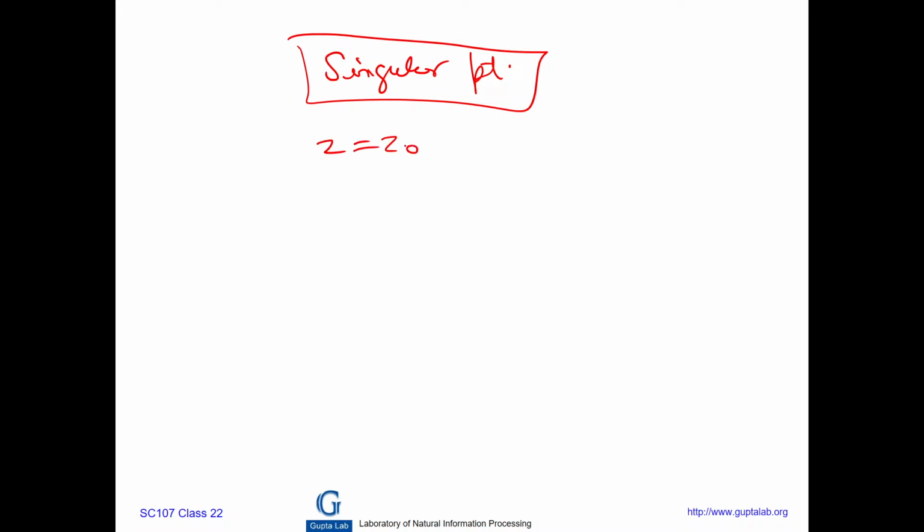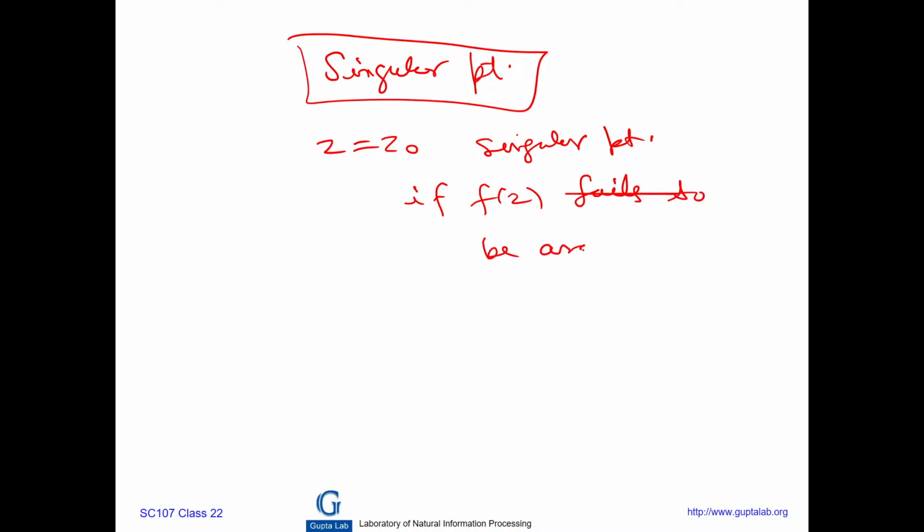Singular point. What is a singular point? A point z is equal to z naught is known as a singular point if f of z fails to be analytic at z is equal to z naught. So it's a point where the function is not analytic, right? That point is known as singular point. By the way, there is a university also, Singularity University. देखा है तुमने? नहीं. इसी सब से प्रेरित होकर के लोगों ने नाम रखा है, right?